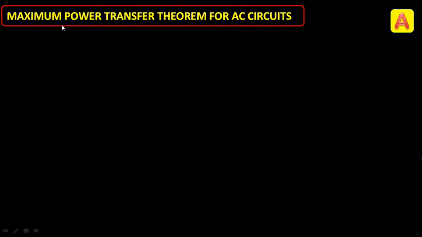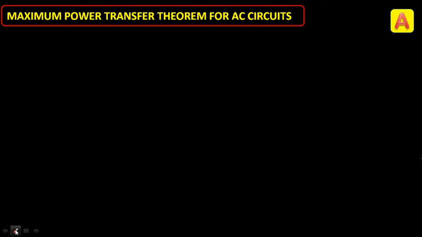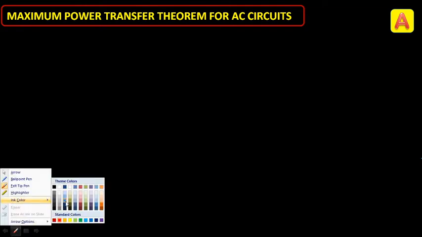Today I am going to talk about the maximum power transfer theorem for AC circuits. In AC circuits we have to deal with the impedance of the circuit, whereas in DC circuits we equate the resistances. Here we have to equate the impedances. Impedance Z is equal to R plus jX.